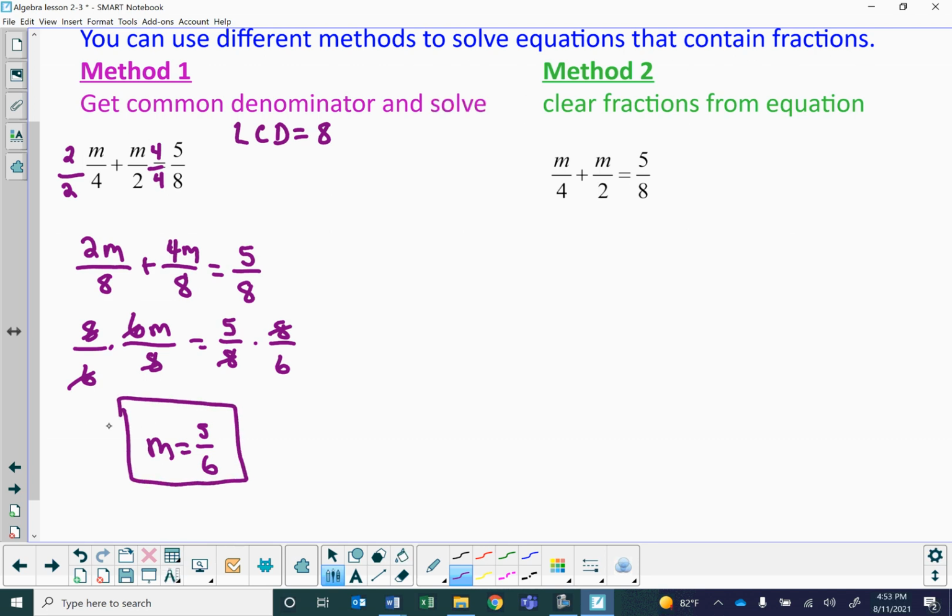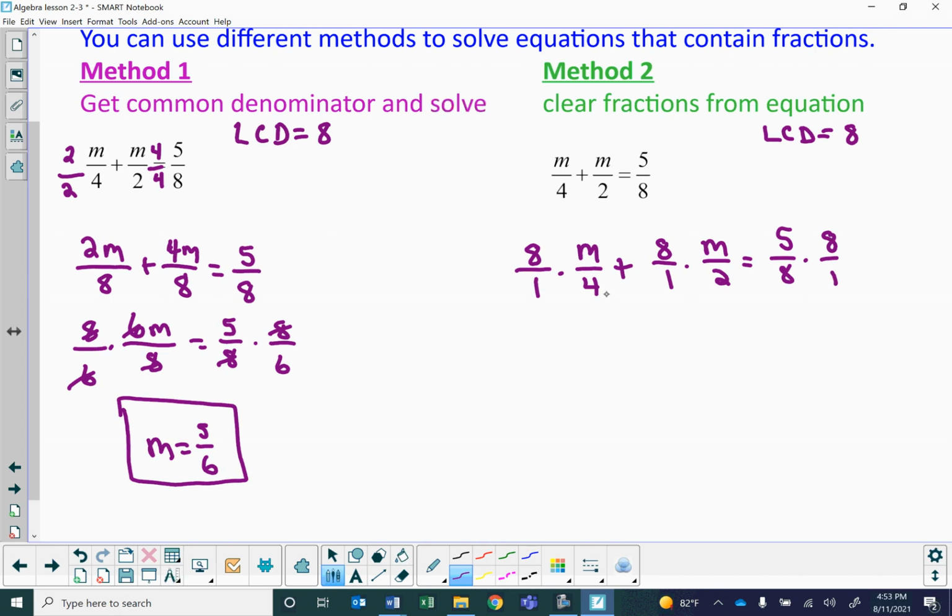Okay. The second way is to clear all your fractions from the equation altogether. Again, you'll find what your least common denominator is. My least common denominator is equal to 8. So instead of getting a common denominator of 8, I'm going to multiply everything by 8. So I have 8 over 1 is going to be multiplied by m over 4, plus 8 over 1 is going to be multiplied by m over 2, and that's going to equal 5 over 8, which is going to be multiplied by 8 over 1.